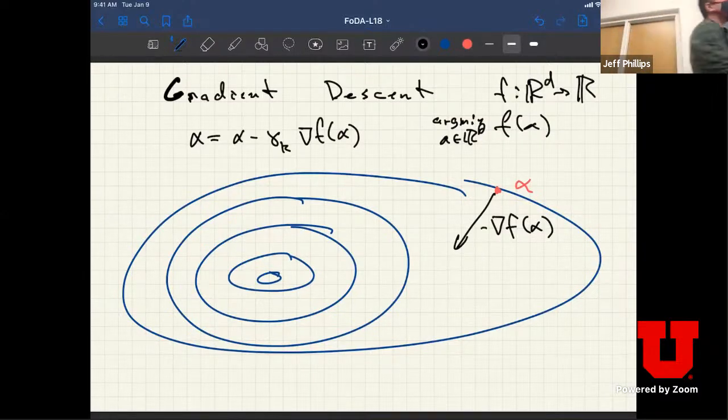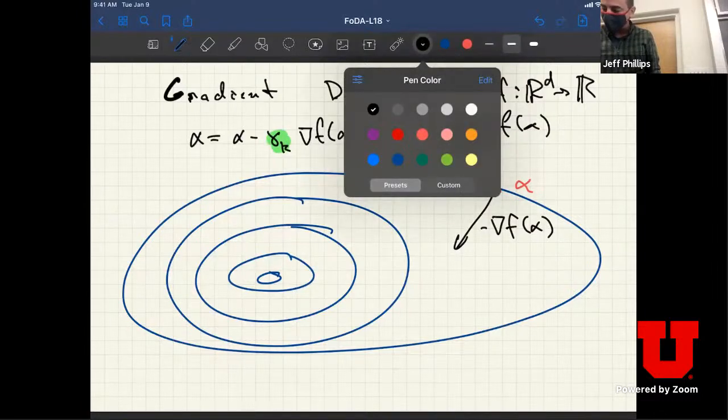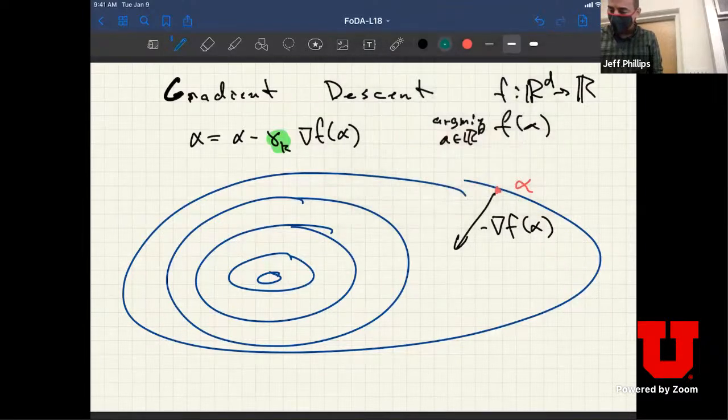We subtracted the gradient: the gradient goes up, this goes down. And we want to know how far to go. That's controlled by this gamma parameter, right? And there's this method called line search of choosing this.